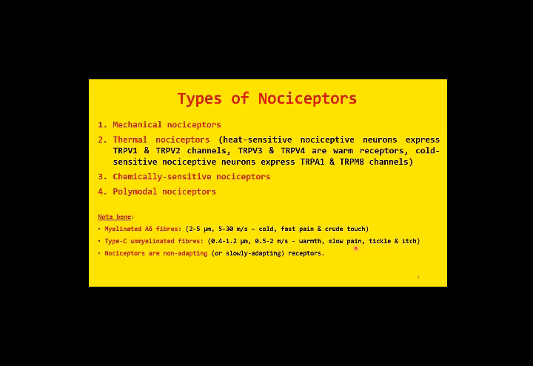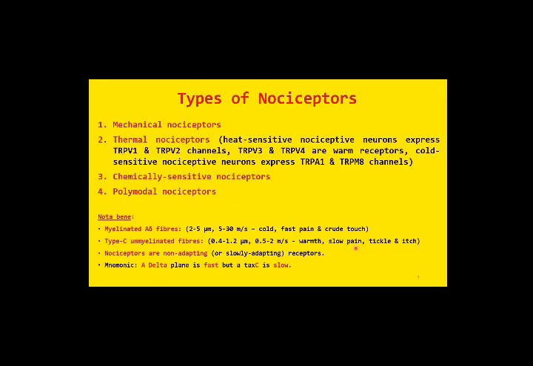Another feature that you must remember regarding nociceptors is that these receptors are non-adapting receptors. Adaptation is one of the most important features of any receptor, but the unique property of nociceptors is that these are almost non-adapting. According to some, these are slowly adapting receptors, but the adaptation phenomenon is almost negligible in nociceptors. So we can surely say that nociceptors are non-adapting receptors.